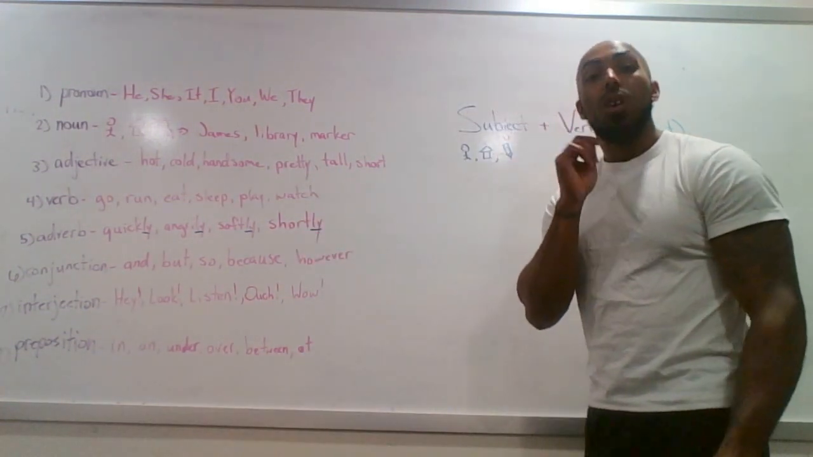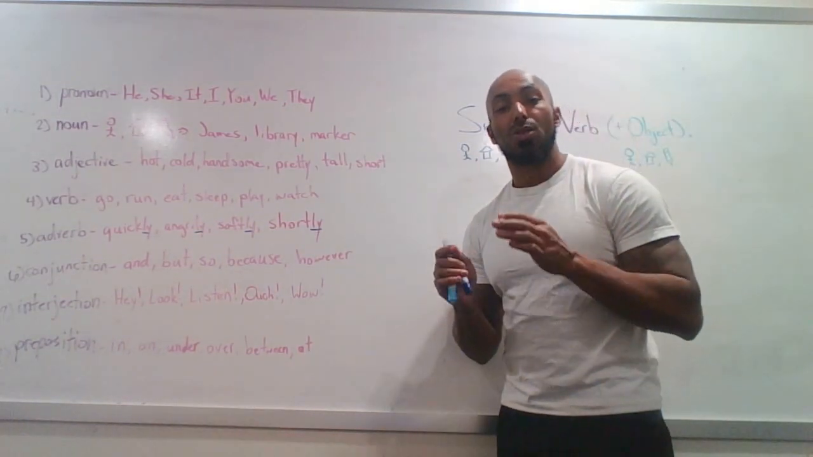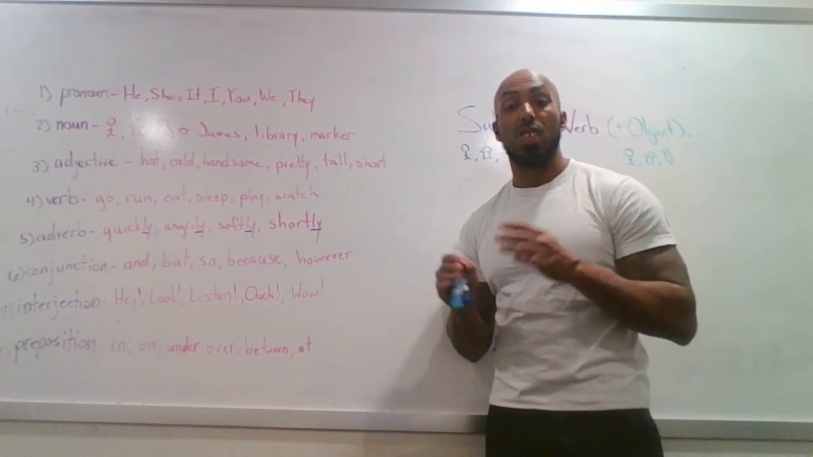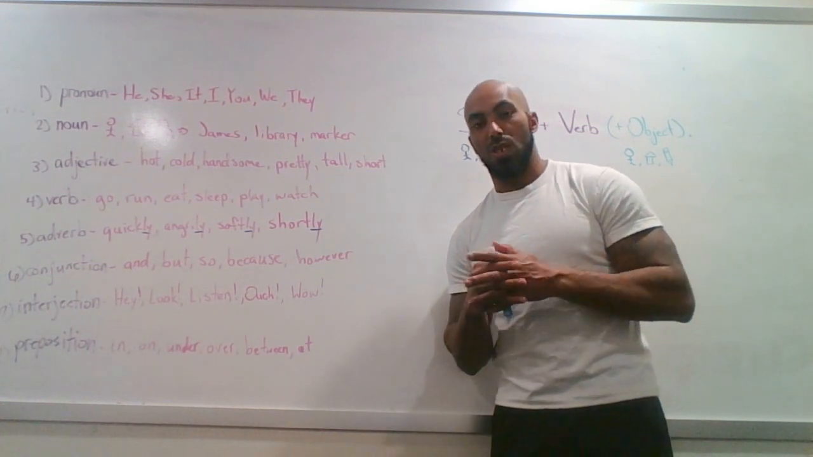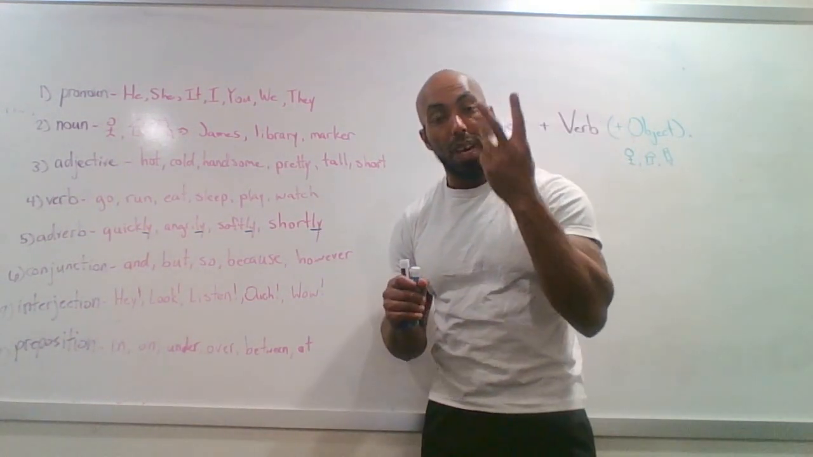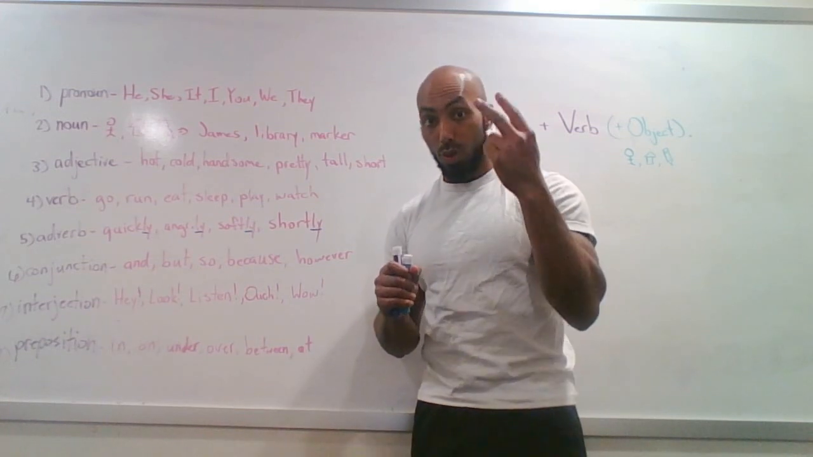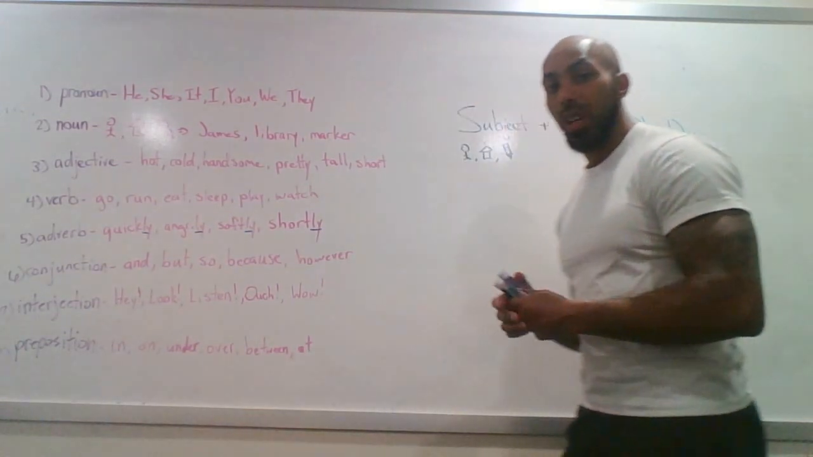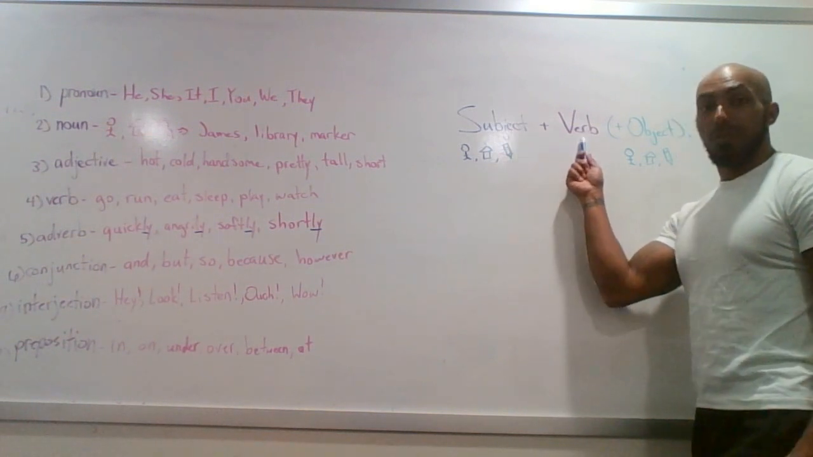Now, moving over, I want to talk about the basic construction of a sentence in English. How to put together a sentence in English. Now, a sentence is made up of two basic things. The simplest sentence is only two things. Those two things are a subject and a verb.